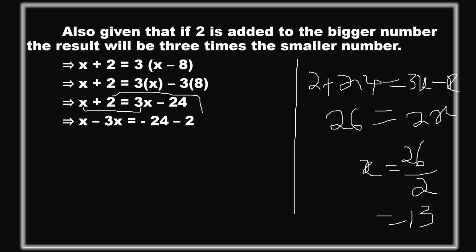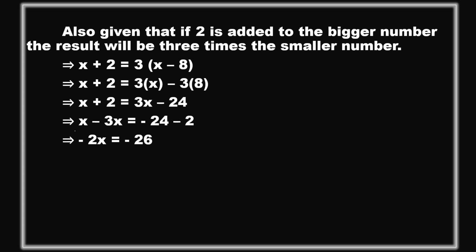Okay, I sent the x to the left side and constants to the right side. What will I get then? Here x minus 2x means minus 2x, because the big number's symbol is minus. So you'll get minus 2x, and here both are of the same symbol. Minus 24 minus 2: they are the same symbols, so same symbols will be added and give the same symbol. Okay, so minus 2x equals minus 26.